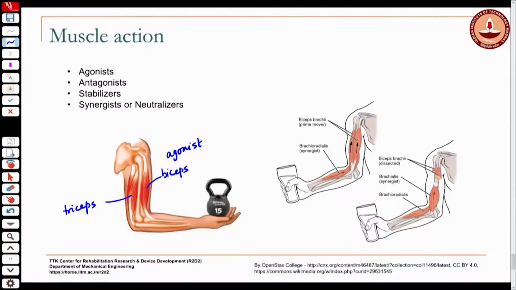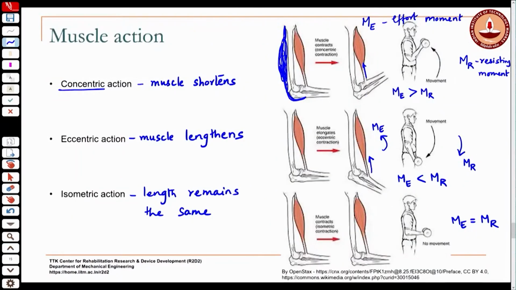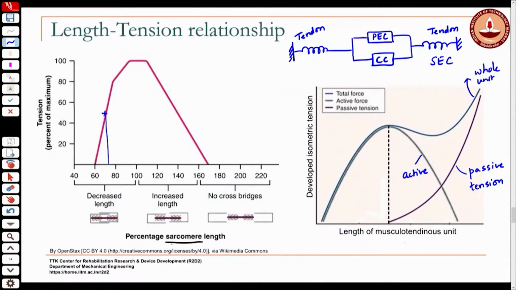They may or may not be. Not necessarily, because even when the muscle is lengthened, if you go back to the length tension curve, you could have active force even in the lengthened form. Let me give you an example.